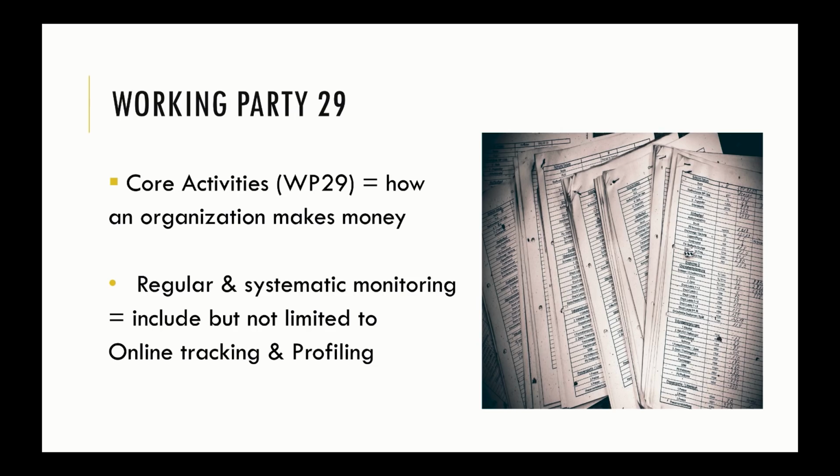Regular and systematic monitoring is defined to include, but not be limited to, online tracking and profiling, including tracking used for behavioral advertising. The regular aspect can be ongoing, occurring at regular intervals, or continuous, while systematic would take place as part of a prearranged plan, according to plan, to gather data to achieve a strategy.